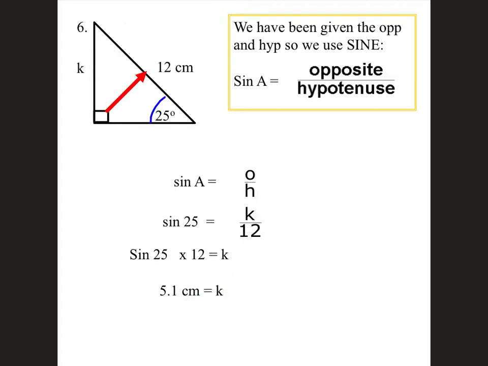And here is another one. And again, what do we need to do? We label the sides. So this is opposite. And this is hypotenuse. So we're going to use sine. So we write sine A, which is the same as sine of 25, is K/12. Then we multiply by 12 both sides. So again, remember to do that first, multiply by 12. And that's how we get 5.1.